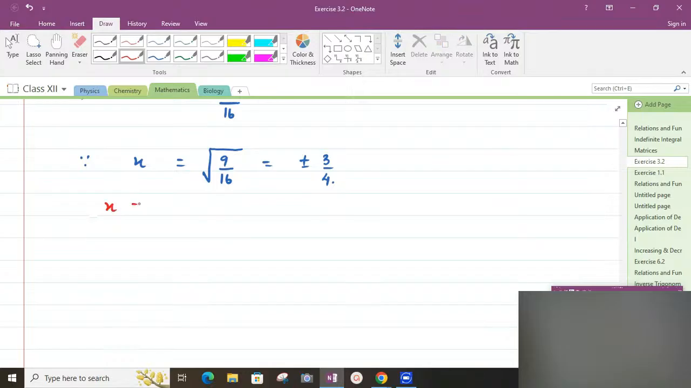So the answer of this question will be x equal to plus minus 3 by 4. So this is the answer. Is there any problem to understand the solution of this question? Let's see the next question.